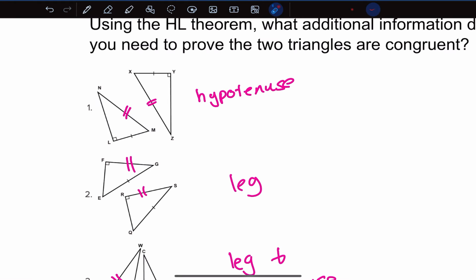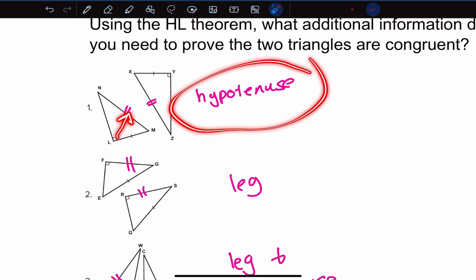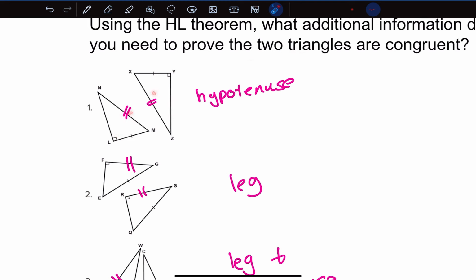Okay. If you look, we are given that they are a right angle, so it is a right triangle. That's good. I'm given that these two sides are congruent. They are not opposite of my right angle, so I need to know that the hypotenuse is congruent in both of these triangles before I can use HL.